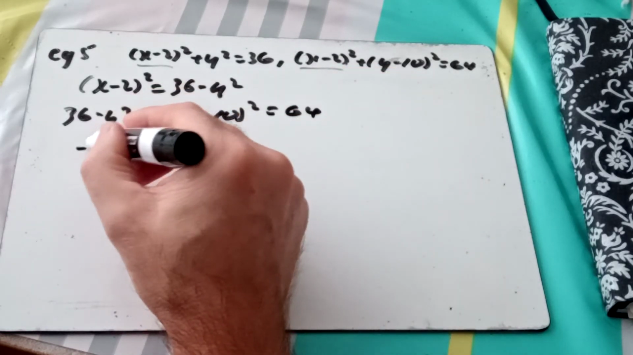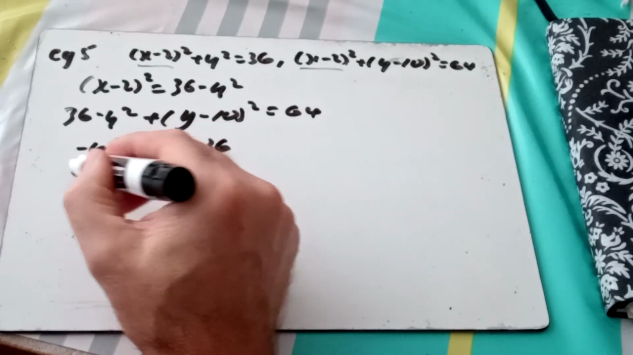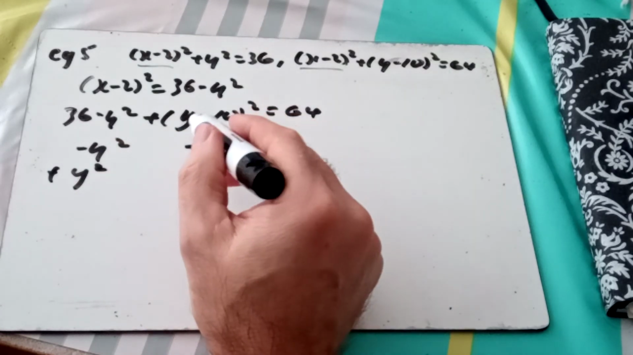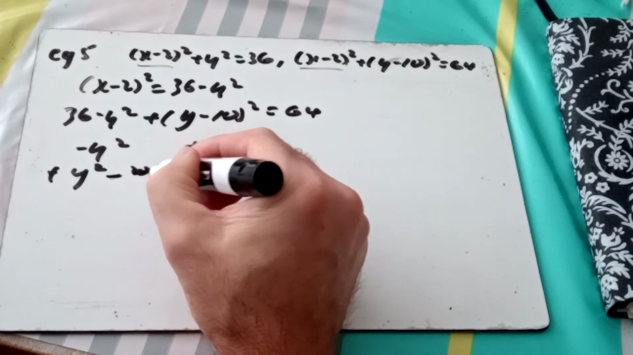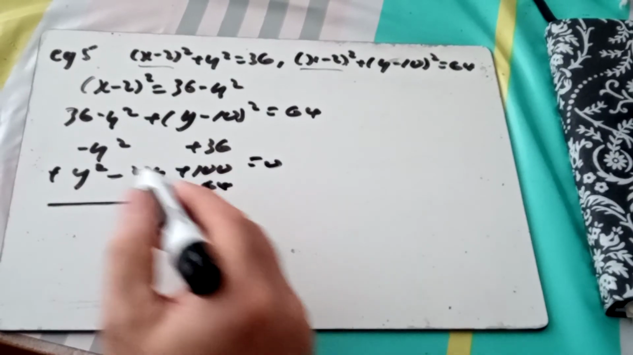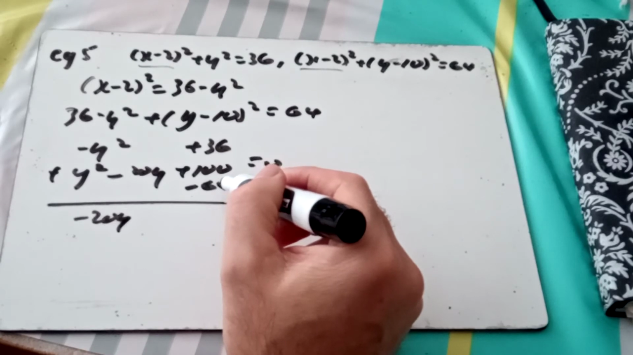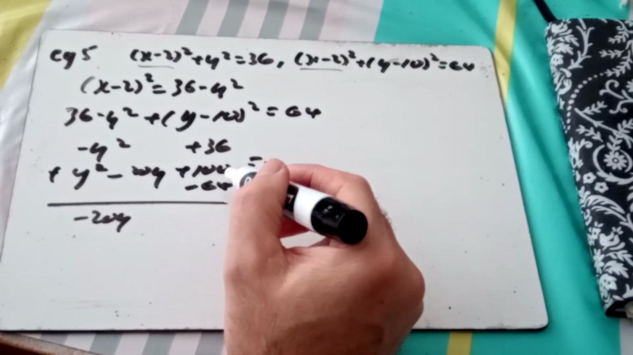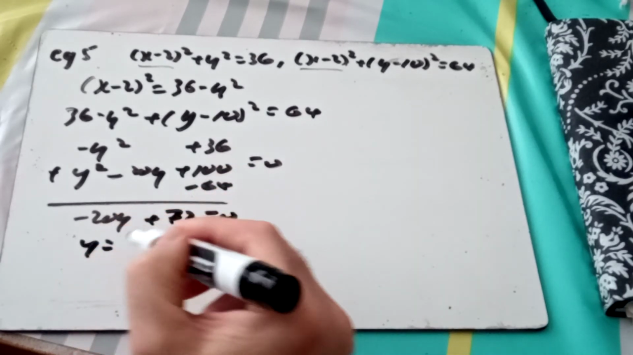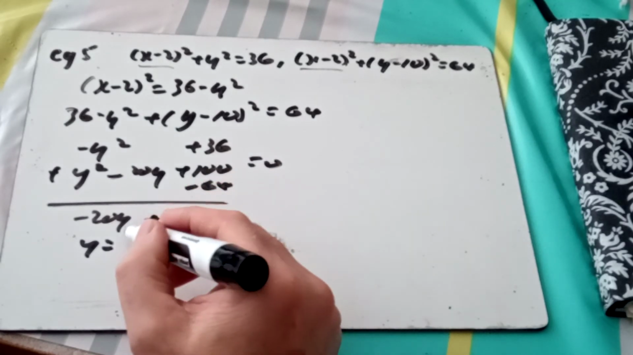Let's times it all out then. I've got my minus y squared plus 36, notice the gap. Times that out, plus y squared. Oh gosh, there we go. This is going to be quite interesting because they cancel out. I've got twice the product, minus 20y plus 100 and minus the 64 equals 0. So I'm going to get minus 20y, and then 136 minus 64 is going to be 72. So plus 72 is 0. So y equals, and there's only one answer here, 72 over 20, 7.2, 3.6.